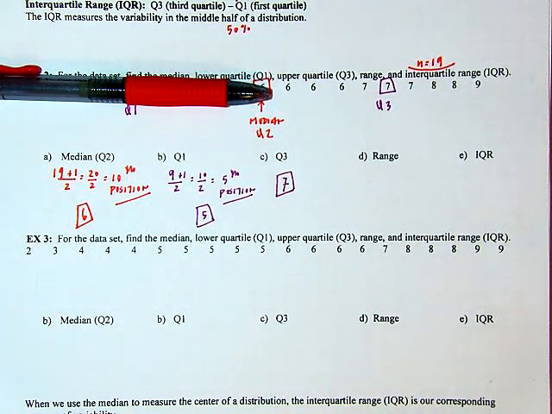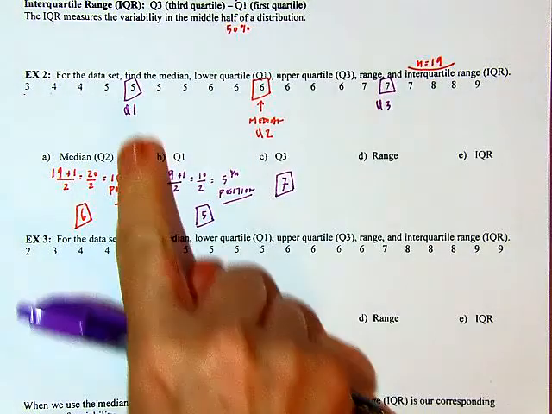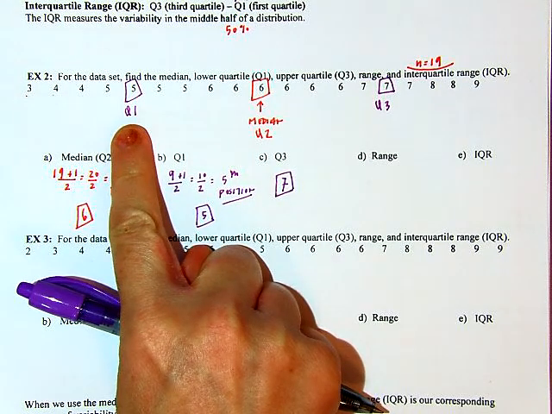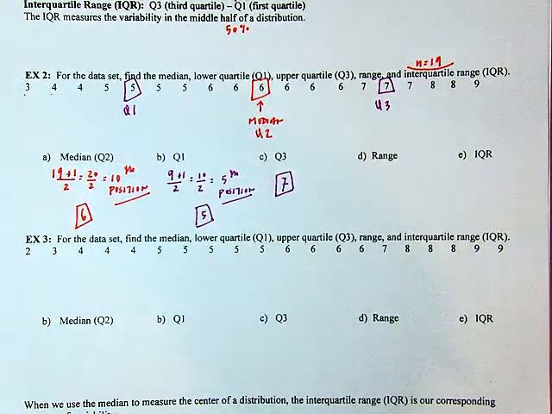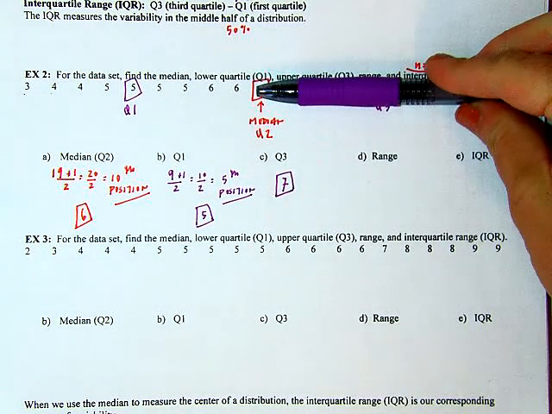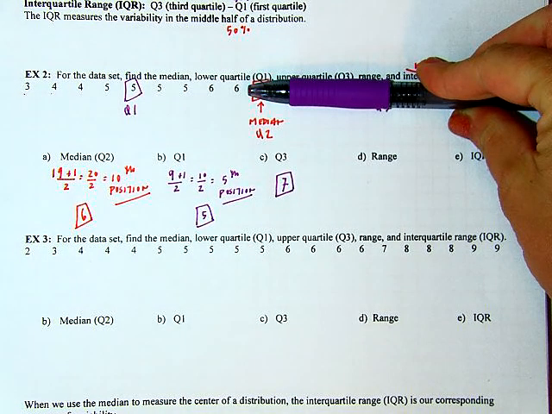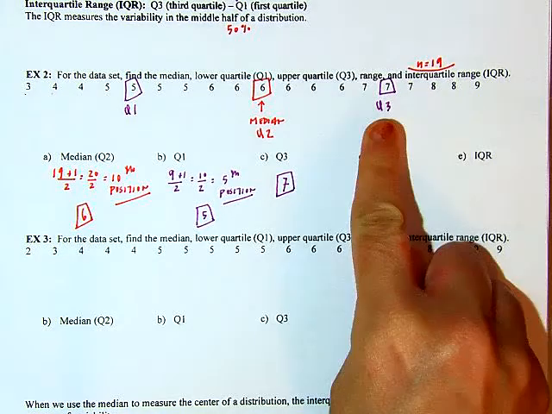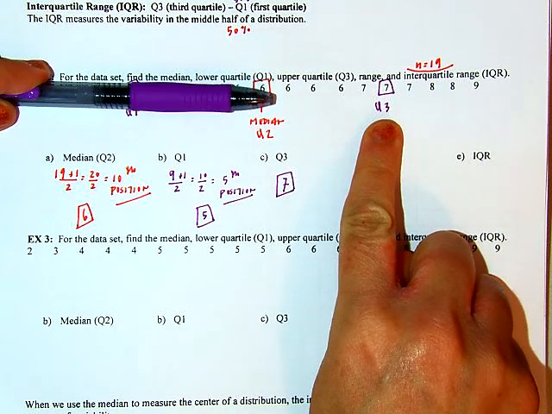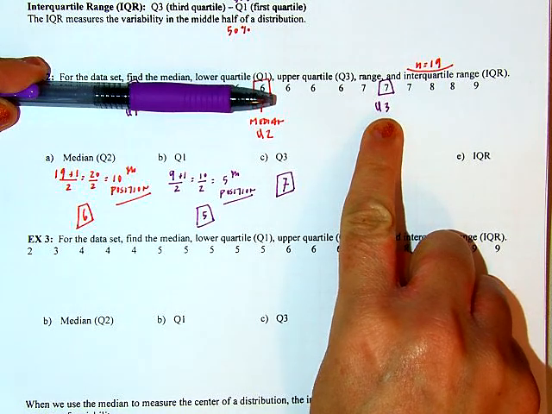So when I'm thinking about what my quartiles are, this one right here is the median of the first half of data, right? Because I'm looking at that first half of data right there. And then this one right here is the median of the second half of data.